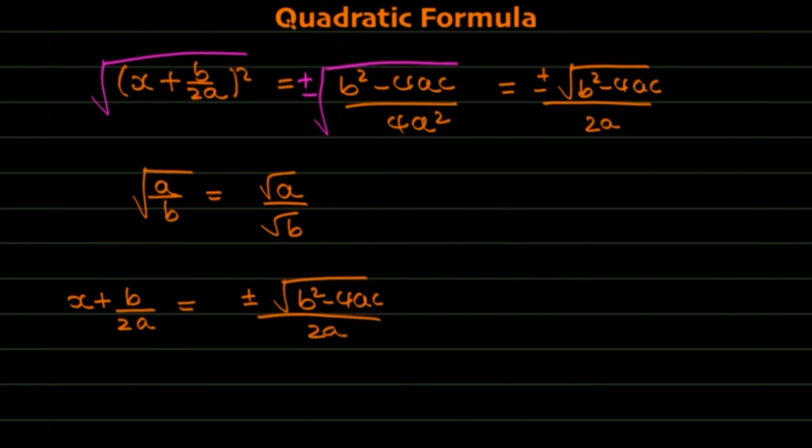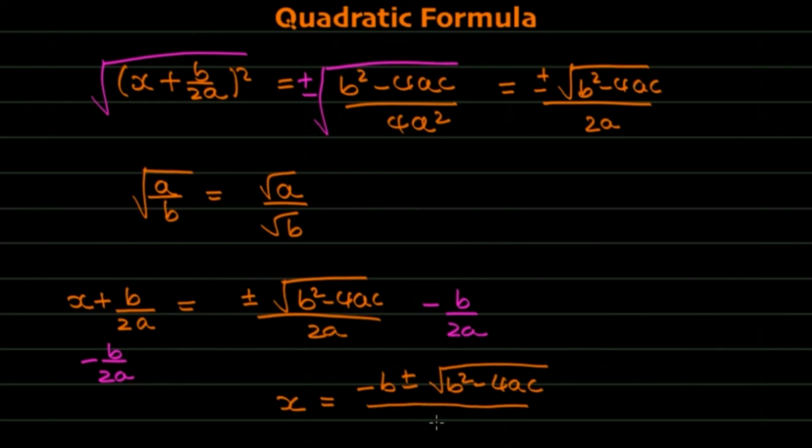And so our last step is to subtract b over 2a from both sides. And at long last we've reached the quadratic formula: x equals minus b plus or minus the square root of b squared minus 4ac all over 2a.